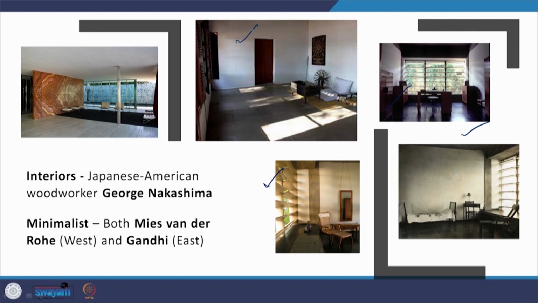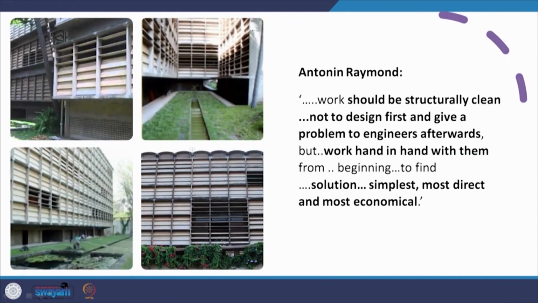A western architect, in the mold of Mies van der Rohe from the same continent, coming to India and practicing a modernism which is more ascetic like that of Gandhi. Antonin Raymond also said that what we do, our work should be structurally clean. We are not to design first and give the problem to the engineers afterwards, but work hand in hand with them from the beginning to find the solution that is simplest, most direct and most economical.